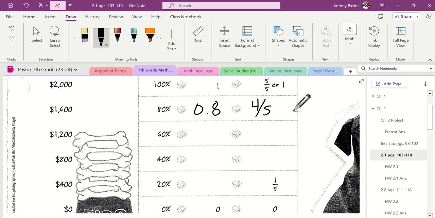0.8. With 60%, it'd be 0.6. 40% would be 0.4. 20%, 0.2. 0%, 0. 60% would be 6 out of 10.